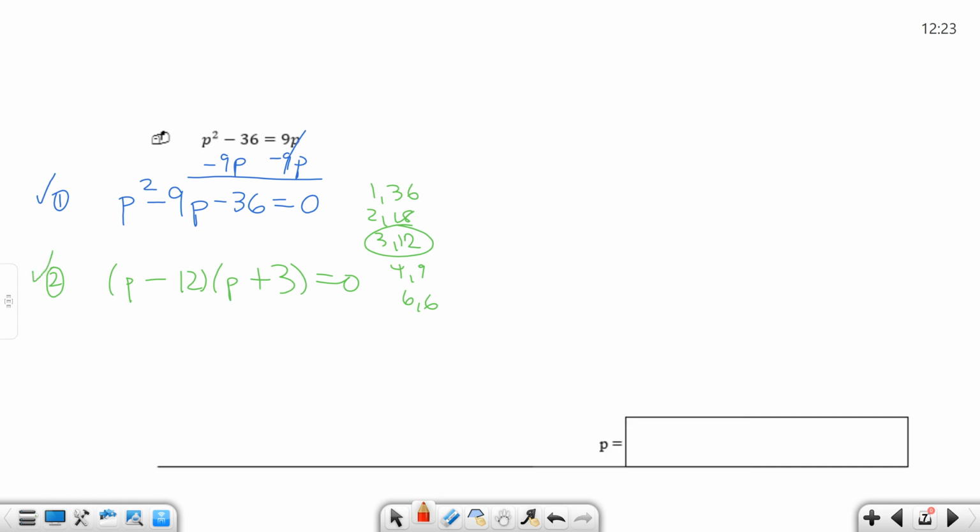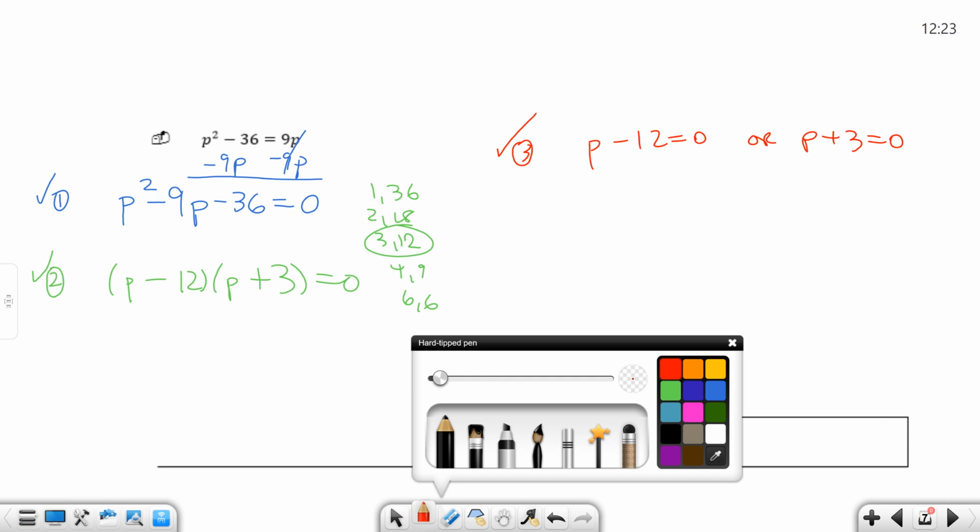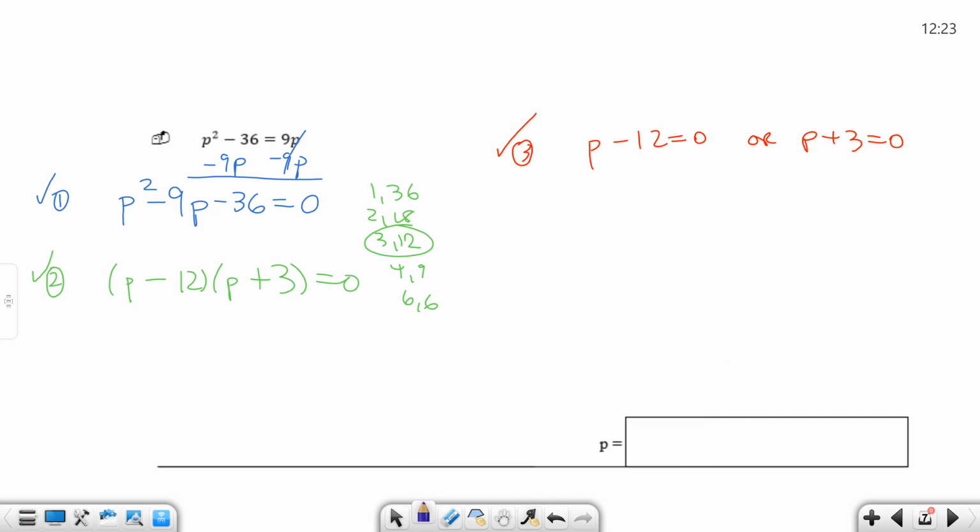Step 3. Step 3 is to take each factor, p minus 12 equal to 0, or p plus 3 equal to 0, right? That's step 3. Check. And then the final step, step 4. Step 4 down here is to solve each one of these.